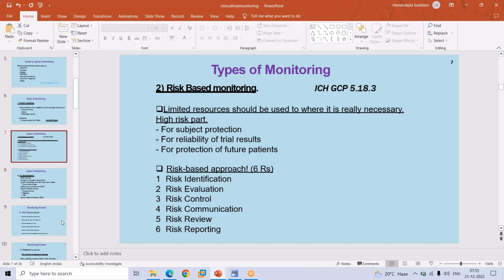So risk-based monitoring means we'll not check each and every point. We'll check the main points, which are really important and necessary to establish three things: to protect the subjects, to make sure the data is reliable, and that the trial is conducted as per the regulations. To make sure of these three points, what are all the main areas to check?